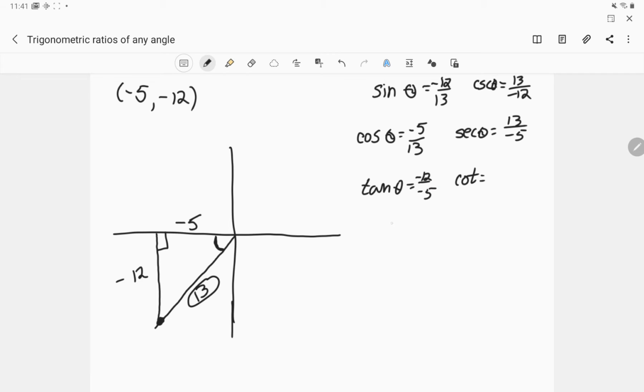Tangent is opposite over adjacent, so it's -12 over -5. But remember, a negative over a negative makes a positive, so it's 12 over 5. So the reciprocal is 5 over 12. Now remember, according to my CAST rule, tangent and its reciprocal are the ones that should work out to be positive, and they did. The other ones all worked out to be negative.